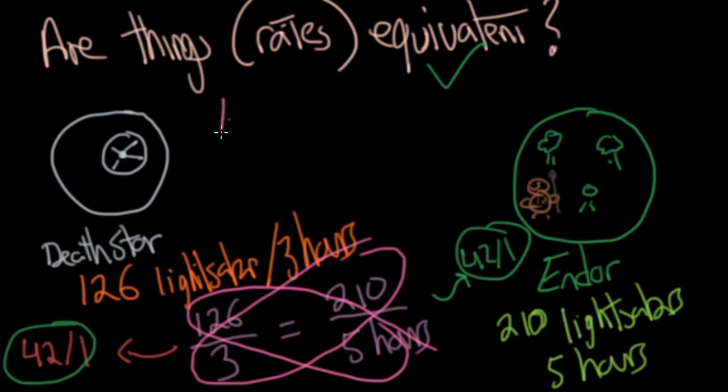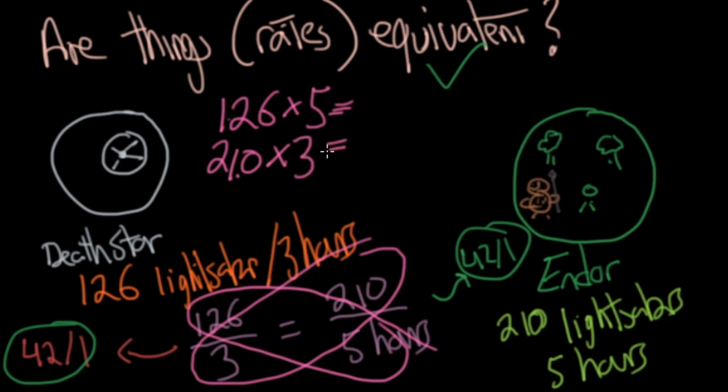So you can just go 126, I'm going to times it by 5. And I'm going to cross multiply the other way, 210 times 3. And you do that and see if those numbers are equal. We already know the answer, but you're going to get 630 up here, and you're also going to get 630 here. So that's another way to figure out if rates are equivalent. You can use unit rates, or you can do the sneaky cross-multiplying way.